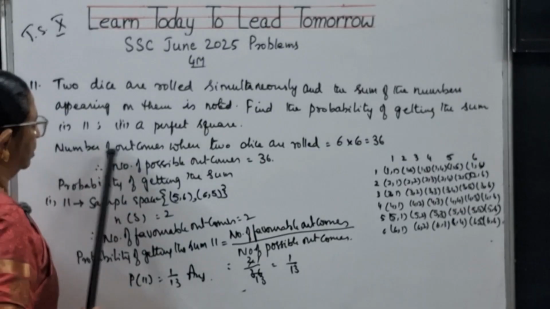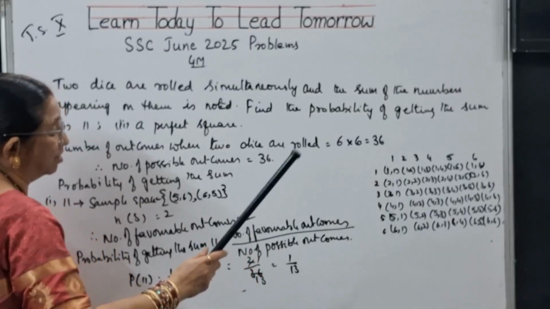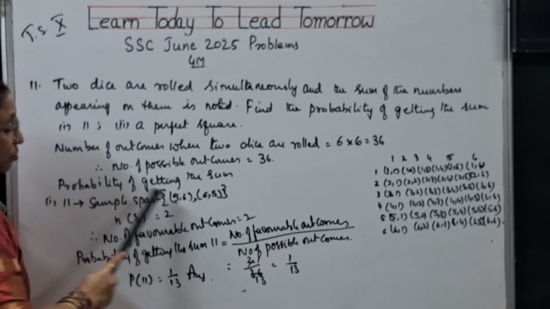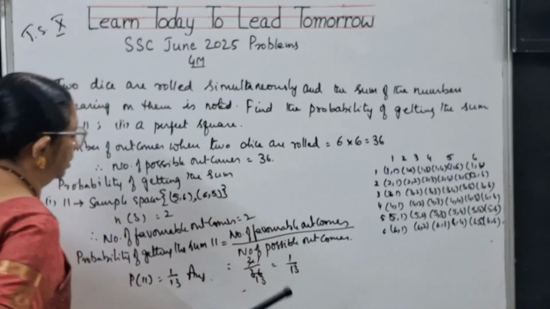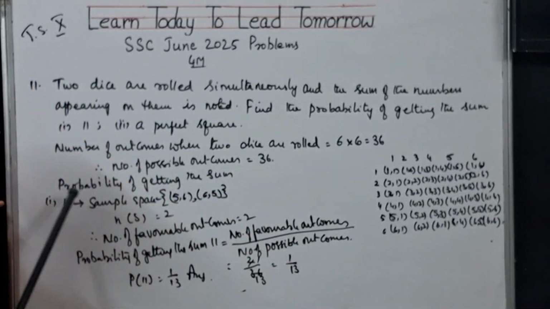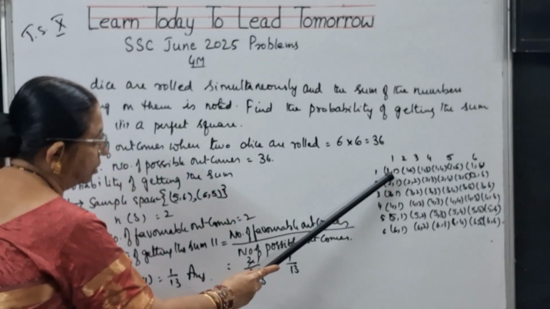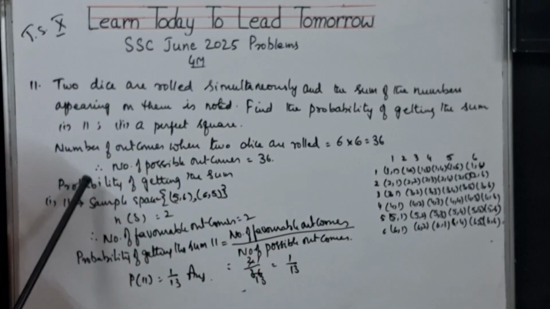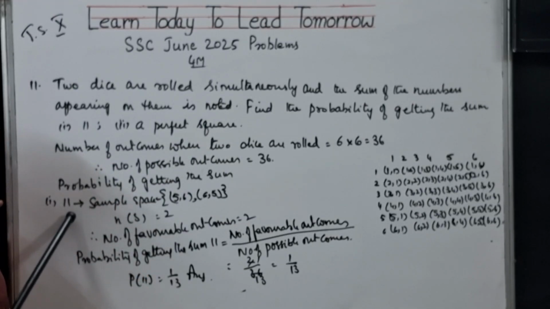Up to here it is the number of outcomes on the dice when both of them are rolled, 6 into 6, 36. See children, these are 6, these are 6, totally 36 are there. Now this becomes the number of possible outcomes, 36, and probability of getting sum means if you add these two you should get this value. What are they? 11 and perfect square. So I am taking 11 as the first bit.